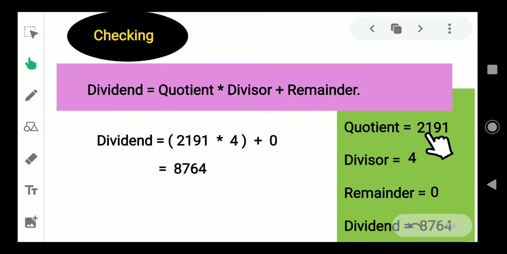Quotient is 2191 into divisor 4 plus remainder. Remainder here is 0. So if you multiply these two, you will get 8764. The same as dividend.